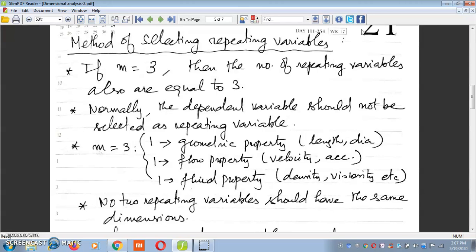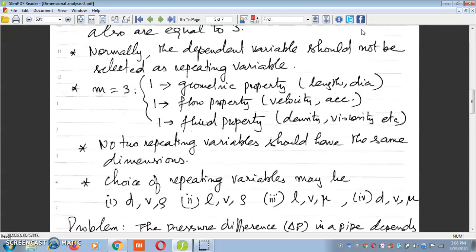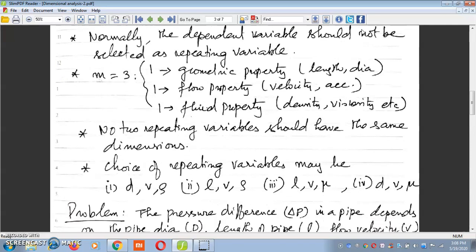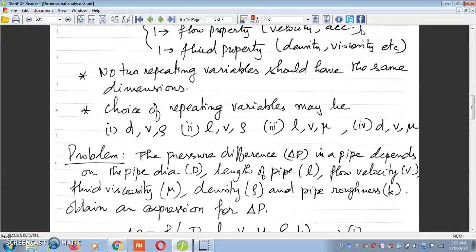Now another important rule is that no two repeating variables should have the same dimensions, and some combinations of repeating variables are given here. It can be diameter, velocity, density; length, velocity, density; length, velocity, viscosity; diameter, velocity, viscosity, etc. So the choice of the repeating variables depends upon the importance of the variables, so that we can form some meaningful dimensionless pi terms. Now the procedure will become clear if we go through a problem.